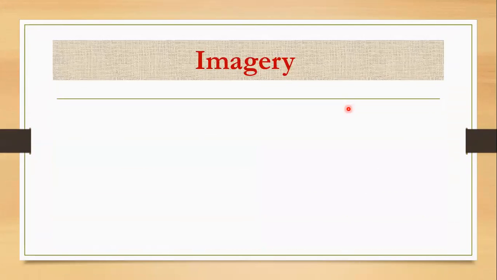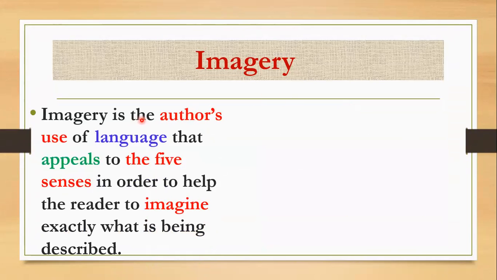So let us move to the second topic, which is very important in literature, which is imagery. We can translate it into Arabic as الصورة المجازية or المجاز. So, what is the definition of imagery? Imagery is the author's use of language that appeals to the five senses in order to help the reader imagine exactly what is being described. So it is an attempt from the author, using language, to describe a thing by appealing to the five senses.